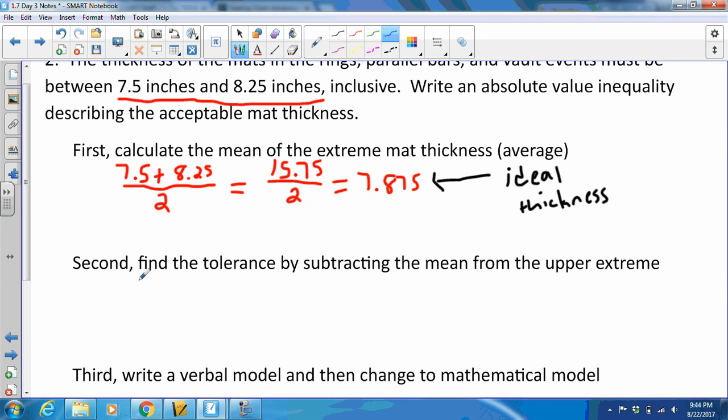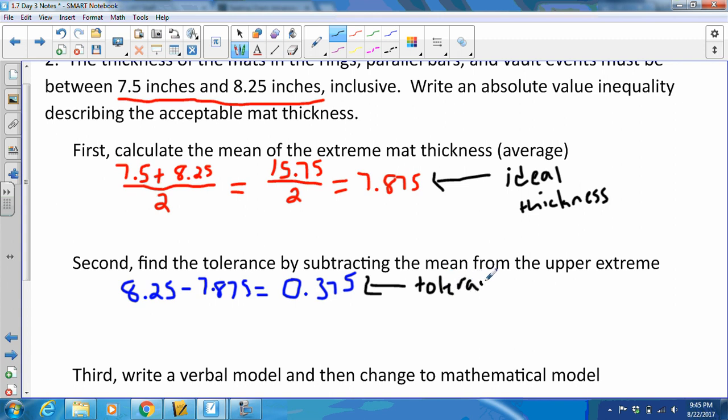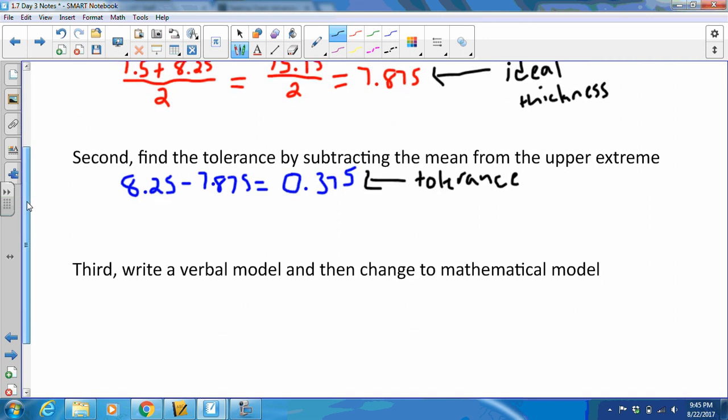So now what we're going to do is 8.25 minus our ideal or average, 7.875. When we do this, we are going to get our tolerance, and we should get 0.375 as our answer. And so this is going to be our tolerance. Okay. So we found the ideal, we found the tolerance.